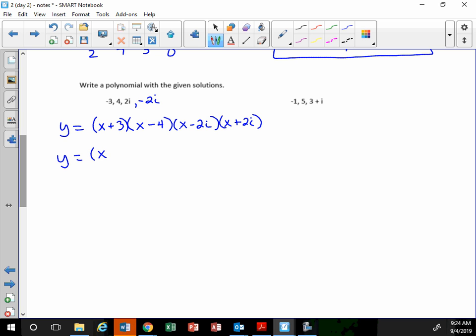And do you guys notice I'm writing y equals every time? Please do that. Or f of x equals. It's not actually an equation unless you have that. So, all right. But I do need to multiply this x minus 2i and x plus 2i. If you want to go to the side and do box, that's fine. If you can just FOIL, that's great. I don't care. It's like factoring. As long as you can do it correctly, I don't care what your method is.